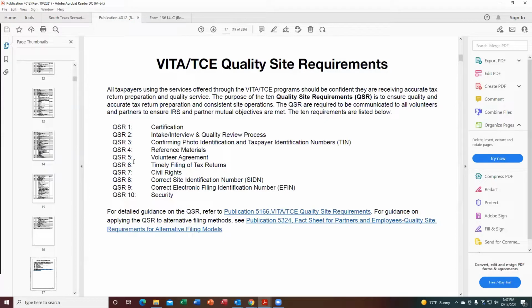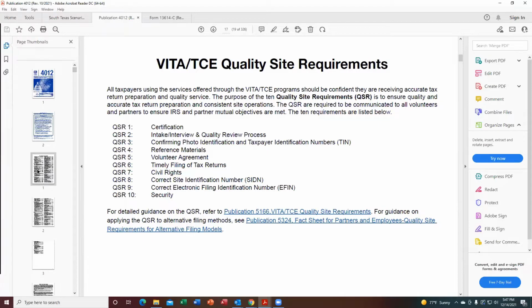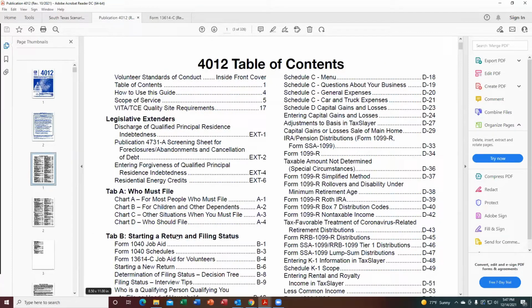So QSR 1 through 5 is for everyone, okay? Everyone meaning all of us who are going to be volunteering. QSR 6 through 10 is primarily for coordinators. Coordinators are basically responsible for everything. As a volunteer, the primary thing is 1 through 5. So again, it gives you that information. Now I'm going to go back and visit each of the charts here.